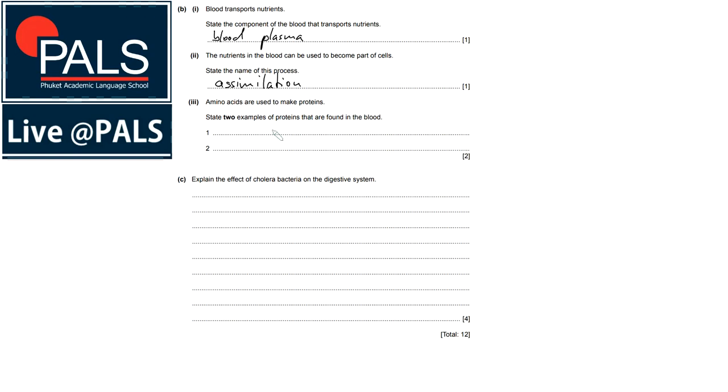Amino acids are used to make proteins. Take two examples of proteins that are found in the blood. There are many different types of proteins in the blood. There are hormones in the blood, so we could mention specific hormones, which are all proteins, like insulin is a protein, glucagon. So two examples of hormones. Another substance would be fibrinogen, which is important for blood clotting. Obviously, hemoglobin.